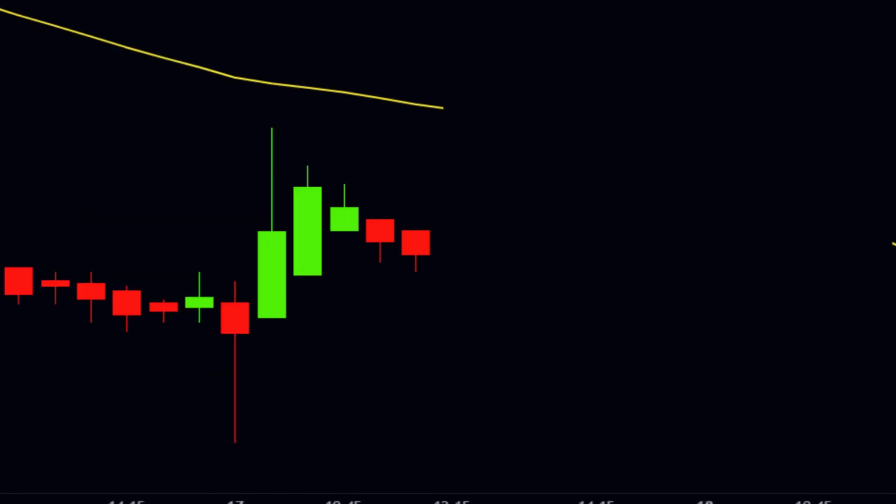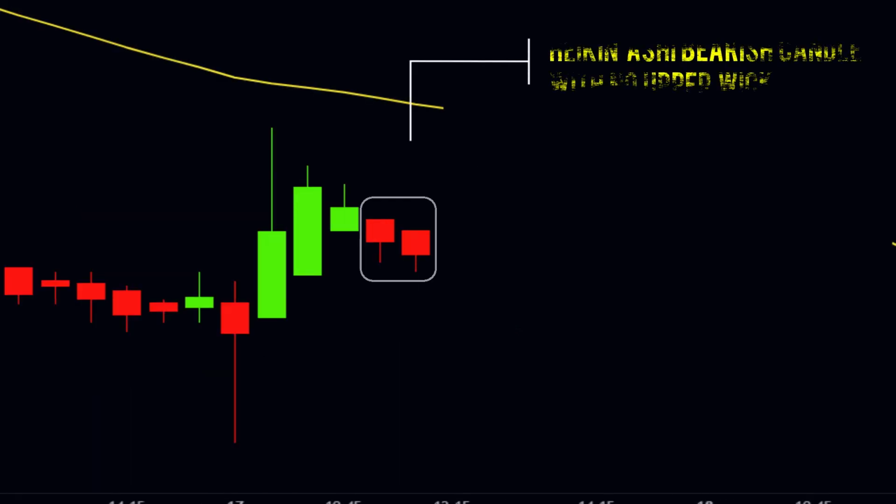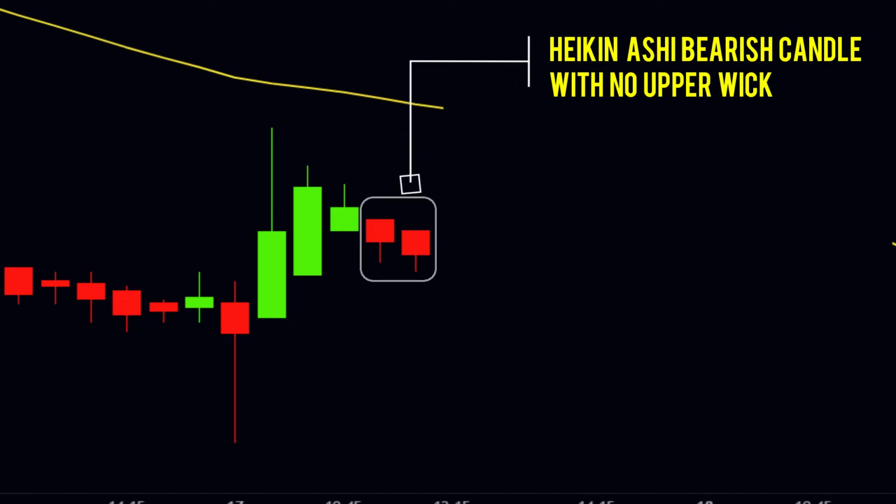In the same way, for the sell setup, we will require 2 Heikin Ashi bearish candles with no upper wick, and these candles should come after a pullback. These types of bearish candles indicate a strong downtrend, and they also indicate a strong seller-dominated area.